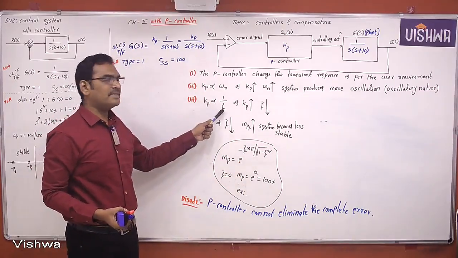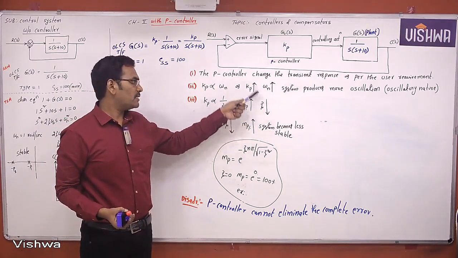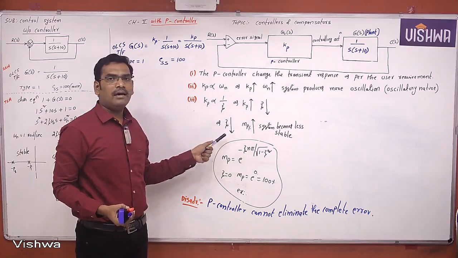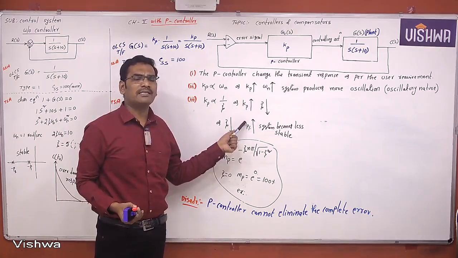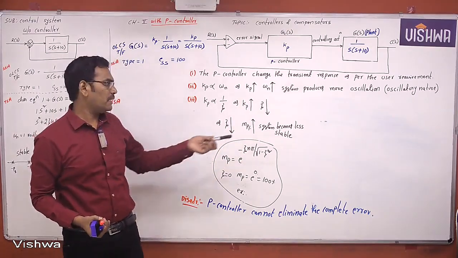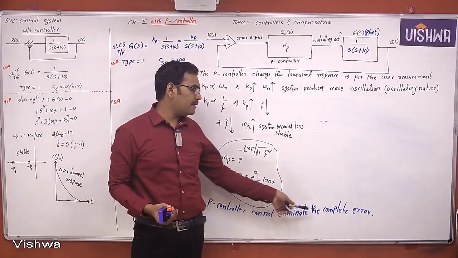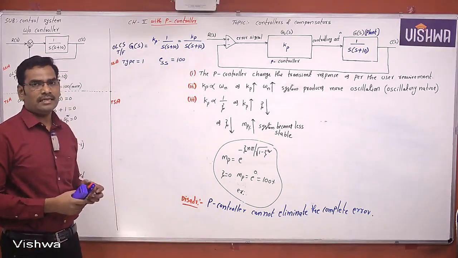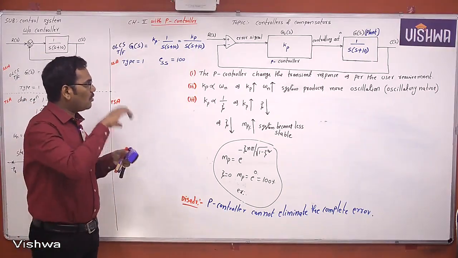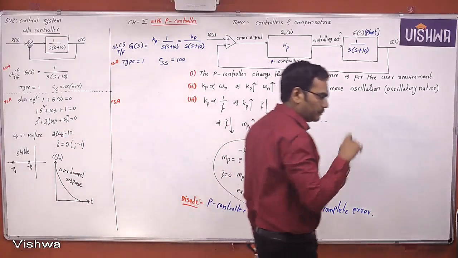And Kp and zeta are inversely proportional. As Kp increases, zeta decreases. When zeta decreases and peak overshoot increases, system becomes less stable. Peak overshoot increases means errors increase. When errors increase means system becomes less stable. That's why the P controller cannot eliminate the complete error is the disadvantage of the P controller. Understand or not? Okay, you just note down these advantages and disadvantages of the P controller.